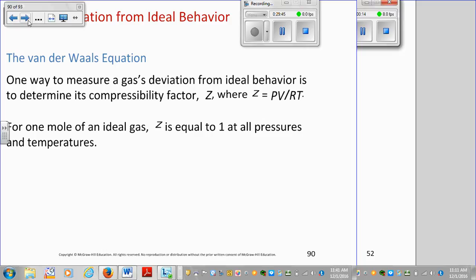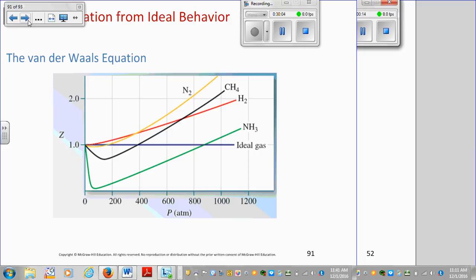One way to measure how far a gas is going to deviate from ideal behavior is by its compressibility factor Z. Z is equal to PV over RT. So for 1 mole of an ideal gas, Z is equal to 1 at all pressures and temperatures. Here we look at ideal gas, a straight line. But there's nitrogen, methane, hydrogen, and ammonia. You see, as you increase the pressure, for methane and ammonia, the compressibility factor actually goes down initially, but after a certain pressure, it goes up and becomes more and more compressible.